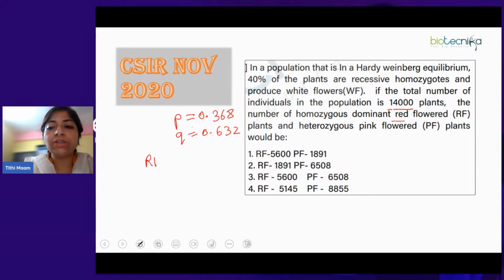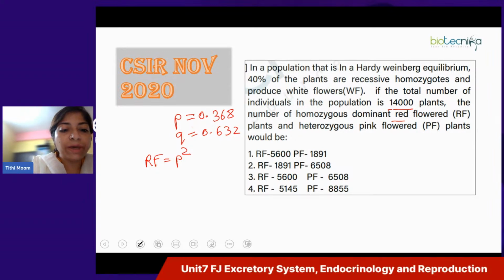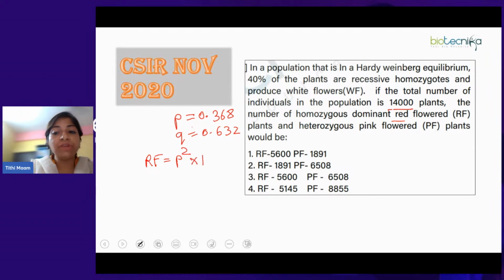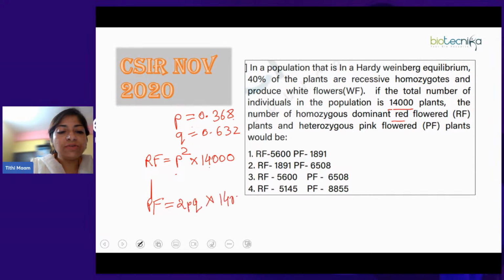So red flowers will be equal to p square, but p square is its frequency, or the proportion. So when we multiply that with the total population, that is when we will get the total number of red flowers. So substitute the value of p here, and p square multiplied by 14,000 will give you the number of red flowers. For pink flowers, it will be 2pq because they are heterozygous. 2pq multiplied by 14,000.